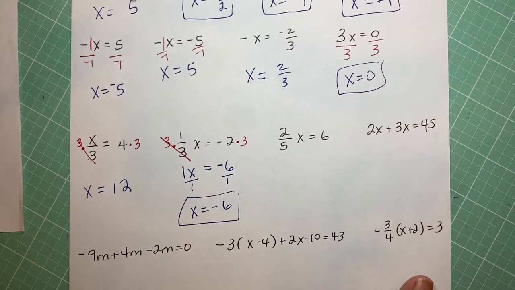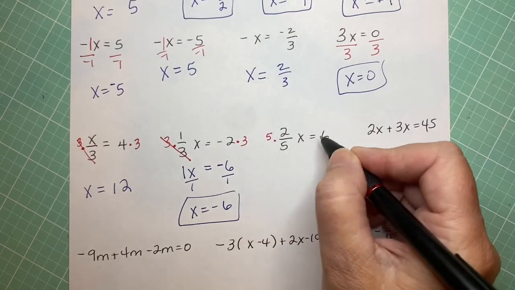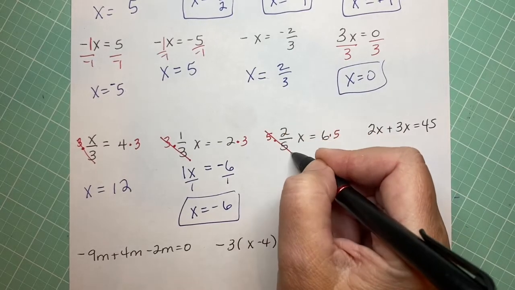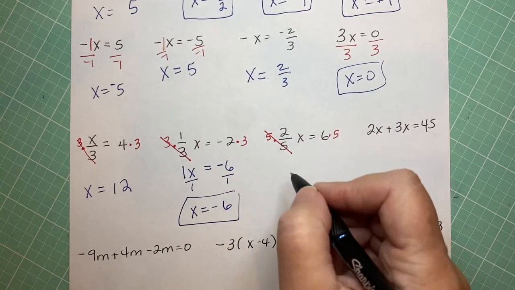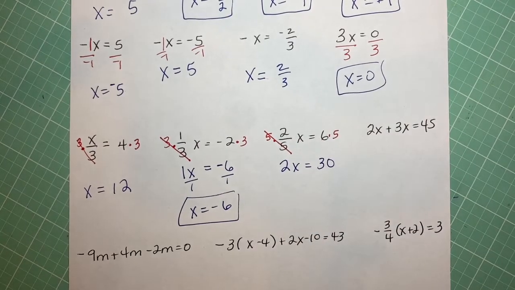Okay, let's look at this next one. Again, the first thing you see is a fraction. So step 1 is get rid of the fraction by multiplying everything by the denominator. So I'm going to multiply both sides by that 5, which cancels that out and leaves me 2x equals 30.